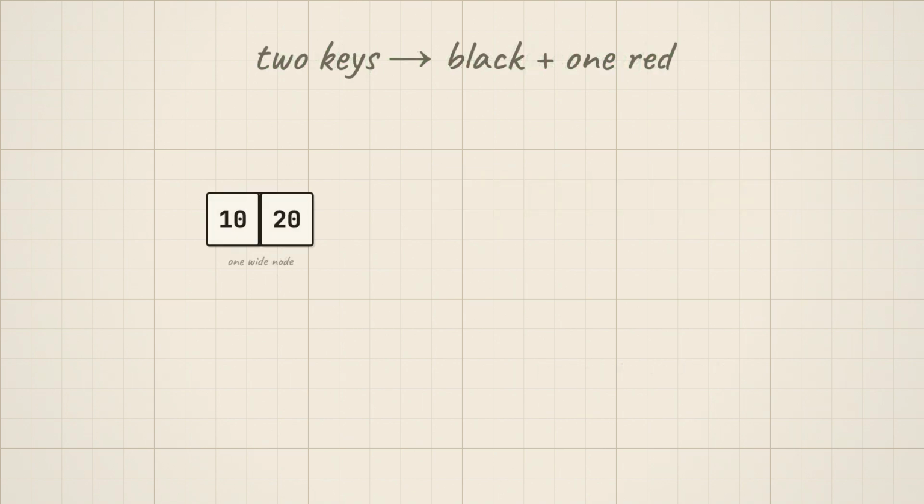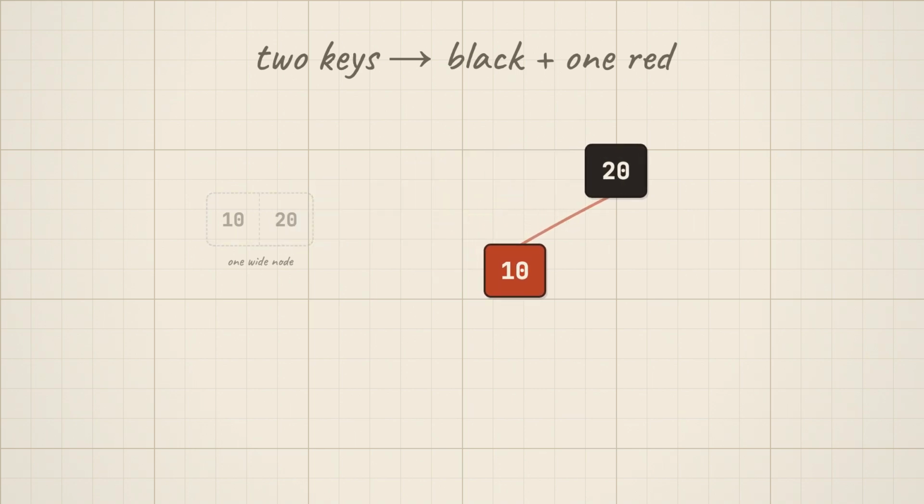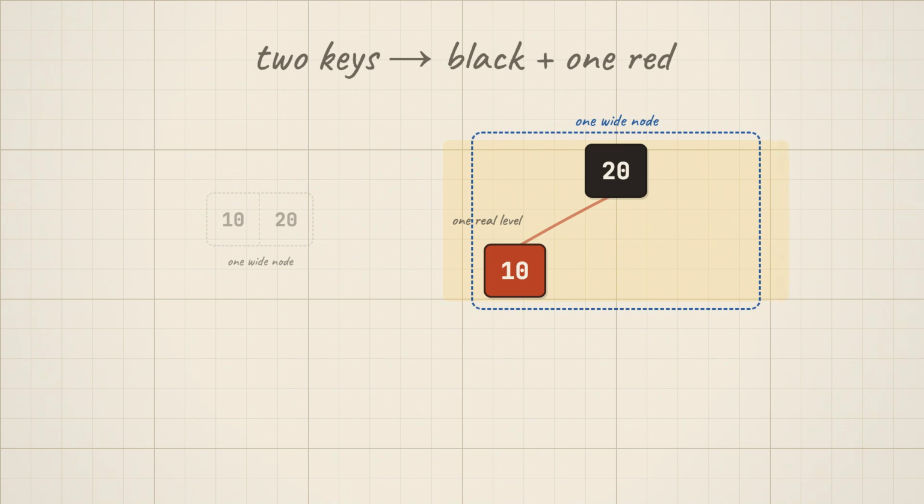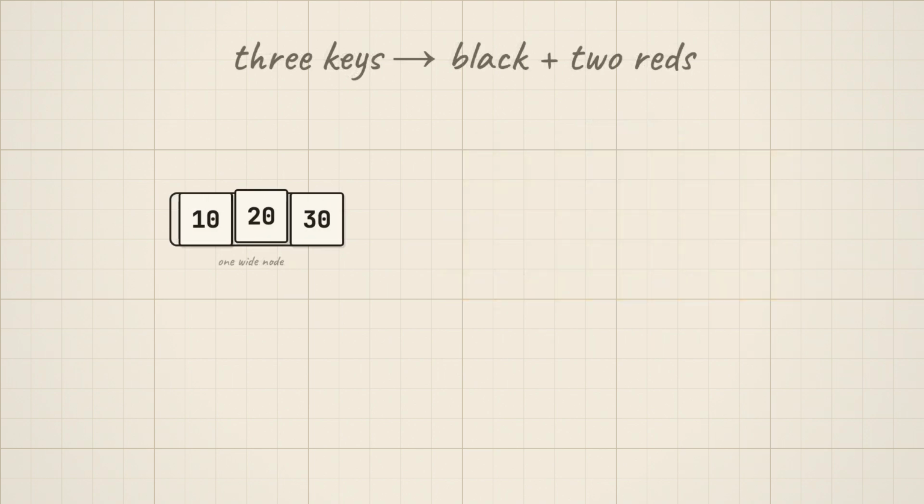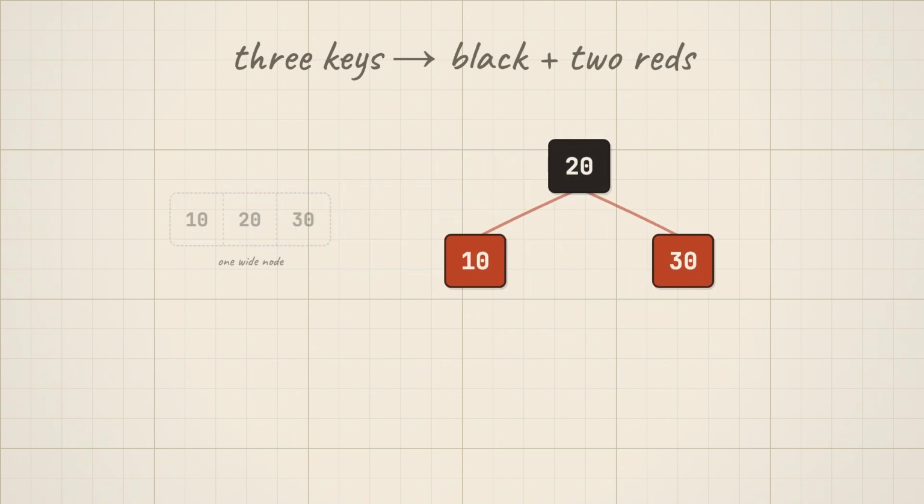A wide node containing 2 keys requires 2 binary nodes. One is black. The additional key is red. Red means this key still belongs inside the same wide node. It looks lower in the binary picture, but it does not represent another level in the original wide tree. A 3-key node becomes one black node with 2 red children.